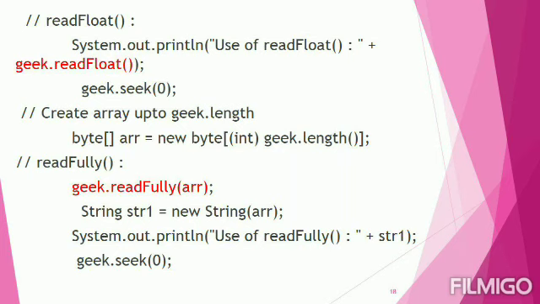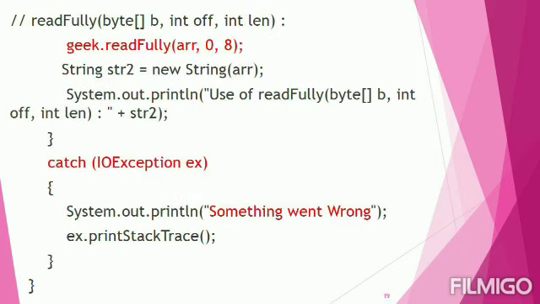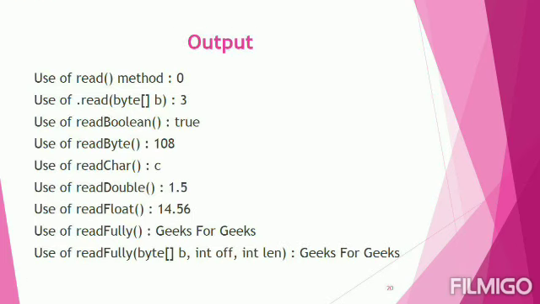And the next one is reading the entire file, which is stored in a variable called string s2, and all the functions are written inside the try statement, and in the catch statement, if there is any IO exception, if something goes wrong, it will throw an exception that something went wrong and it will be output.